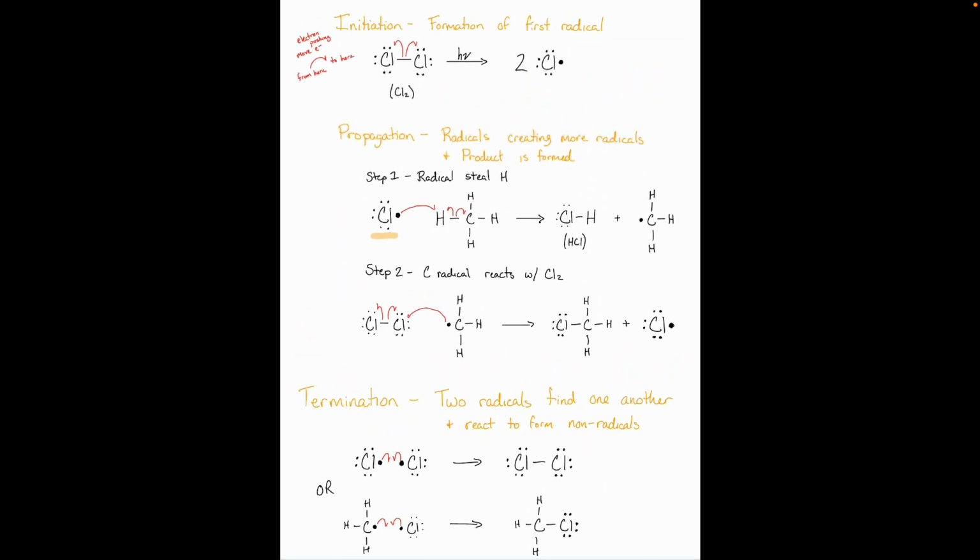Okay, so these are our 3 steps of our radical reaction. The initiation, the creation of that first radical, the propagation, which is where we actually get our product, our alkyl halide, right? And then finally, the end, when 2 radicals find one another, the reaction will finally yield.